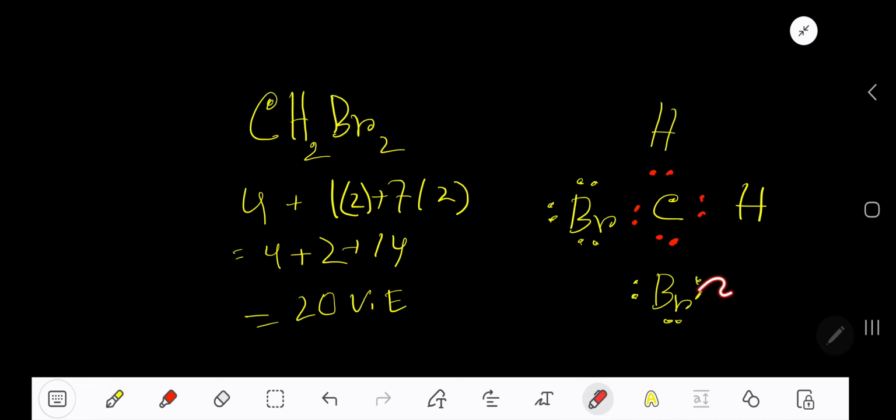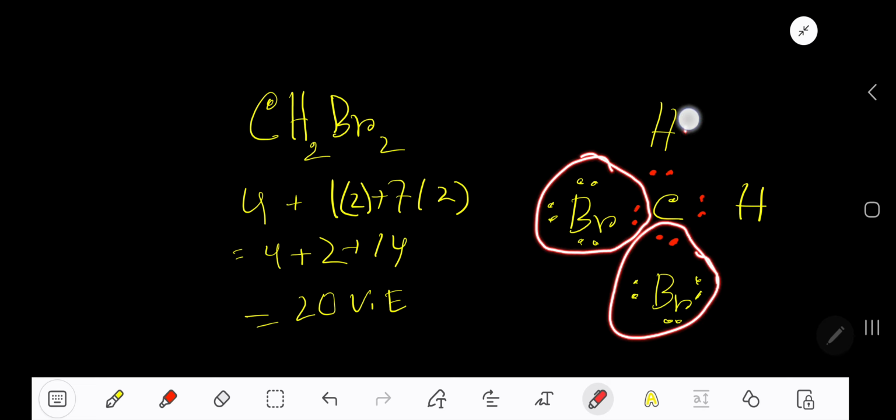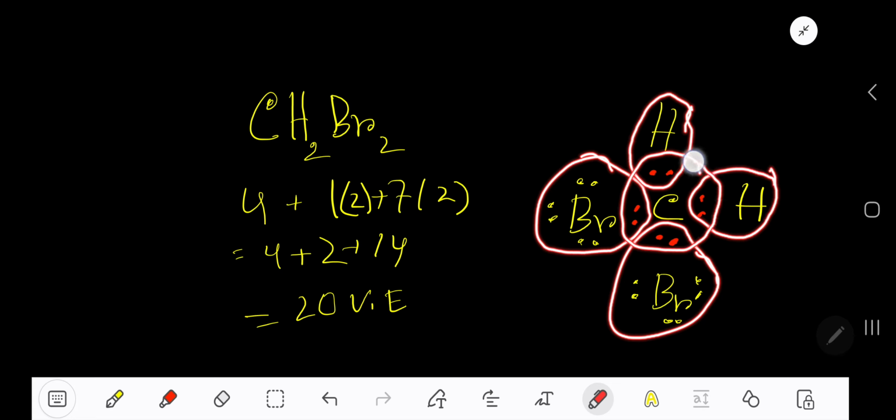Now check for octet. Octet, octet. Now check for duet. Duet, duet, octet of the central atom.